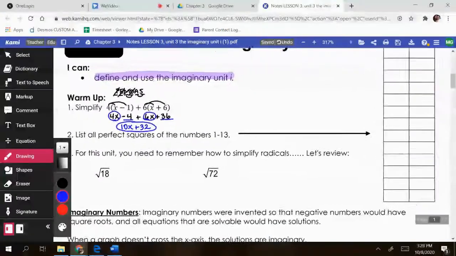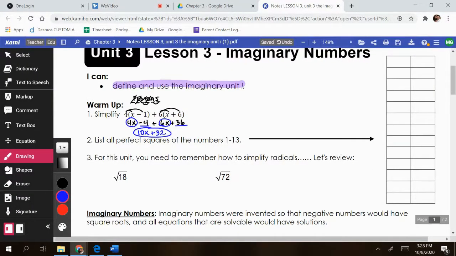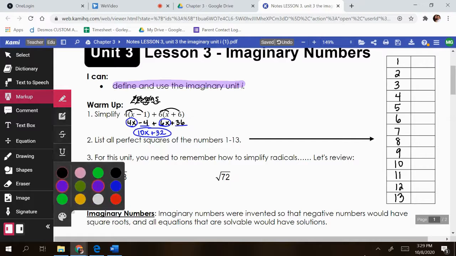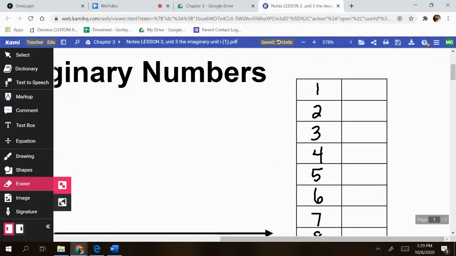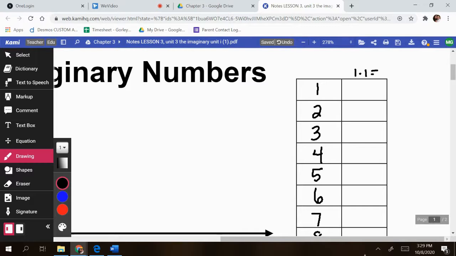For the next warm-up problem, we're going to list all perfect squares for numbers 1 through 13. So over here, I'm just going to label the left-hand column with the numbers 1 through 13. Okay, and what does it mean to be a perfect square? Well, we can find a perfect square just by multiplying that number by itself. So if I think about multiplying 1 by itself, we would have 1 times 1, which is 1. Another way we could think about it is doing 1 squared. That's why it's called a perfect square.